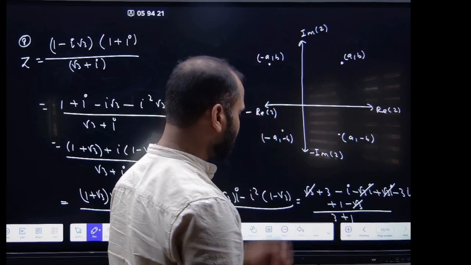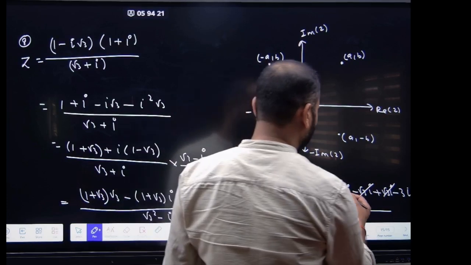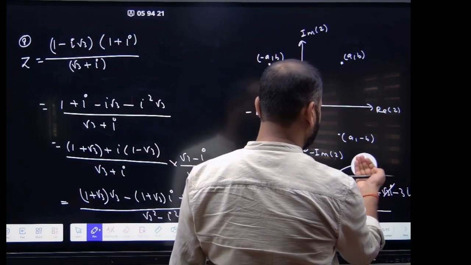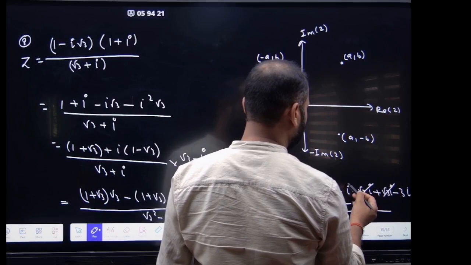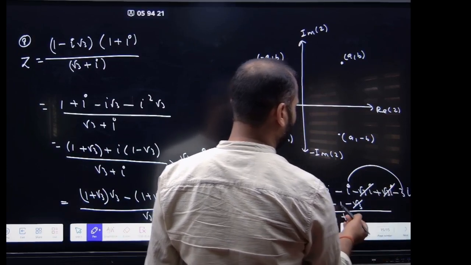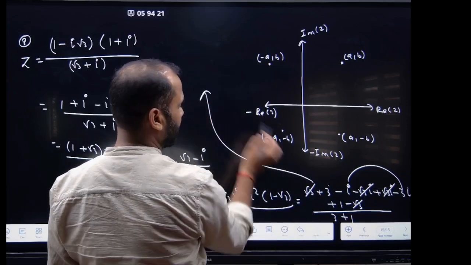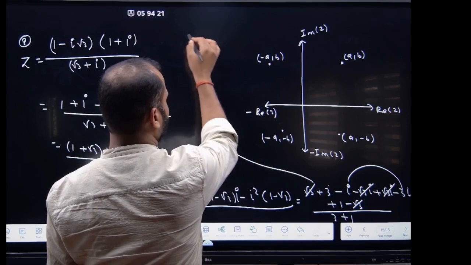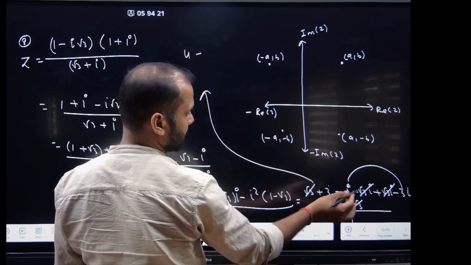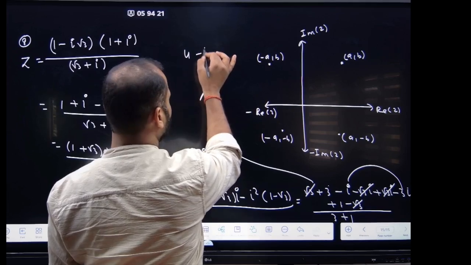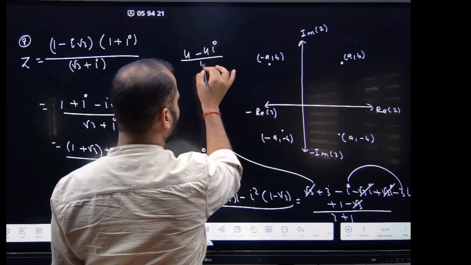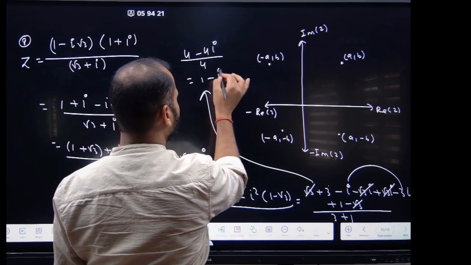Now you add all that, this and this will be getting added together, i and this. So this i and this are getting together, this and this are getting together. So how much will it be? After that if you are adding, 3 plus 1, 4, 4 minus 4i, divide by denominator you have 4. So this is 1 minus i.